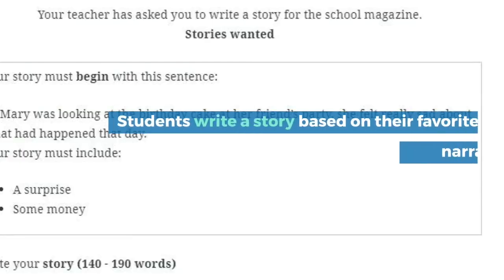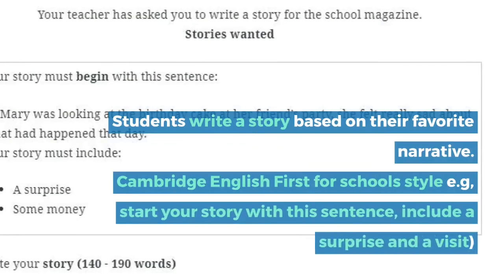Step 9, homework. Students write a story based on their favorite narrative, Cambridge English First for School style. E.g., start your story with this sentence, include a surprise and a visit.